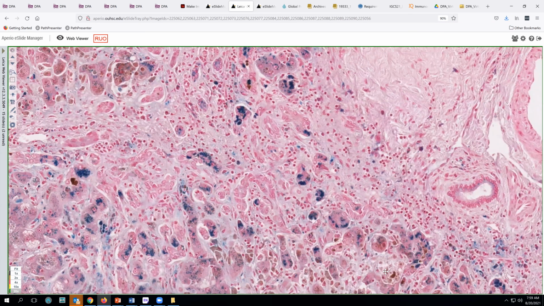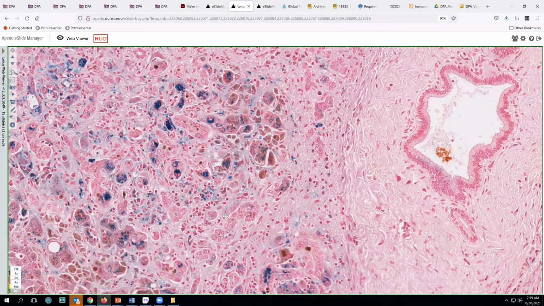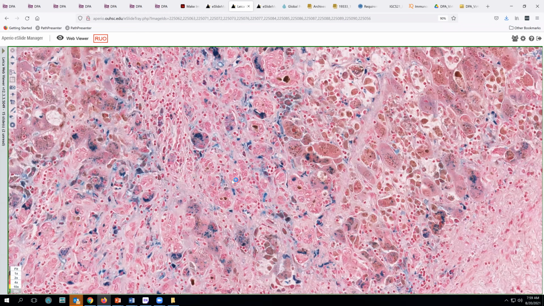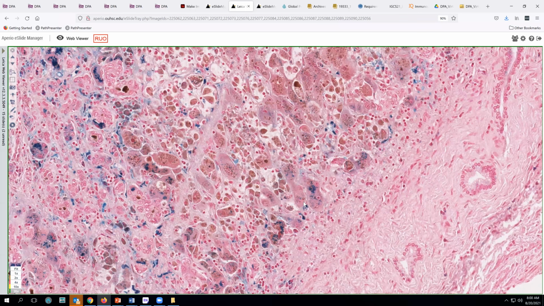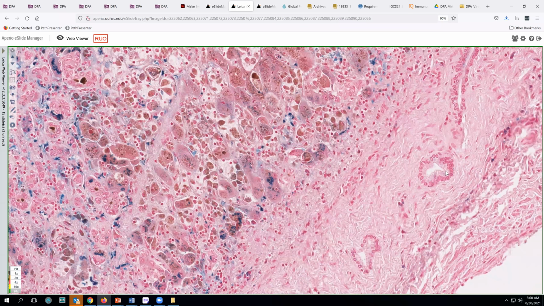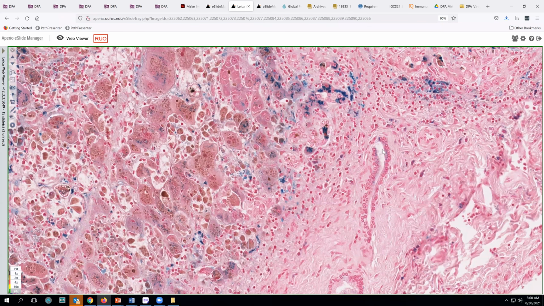And in fact, as we look around on this particular case, there are a number of bile ducts where we can see that iron accumulation. Here's some more here. Just a little bit, but that's enough. Here's more of it here. You can see in that bile duct as well.